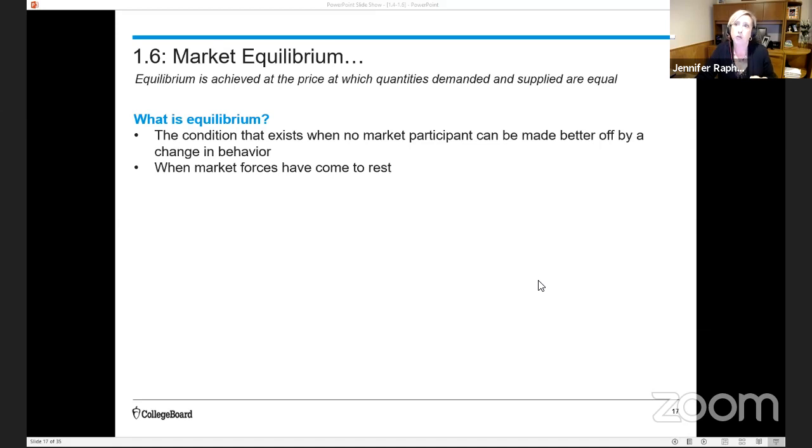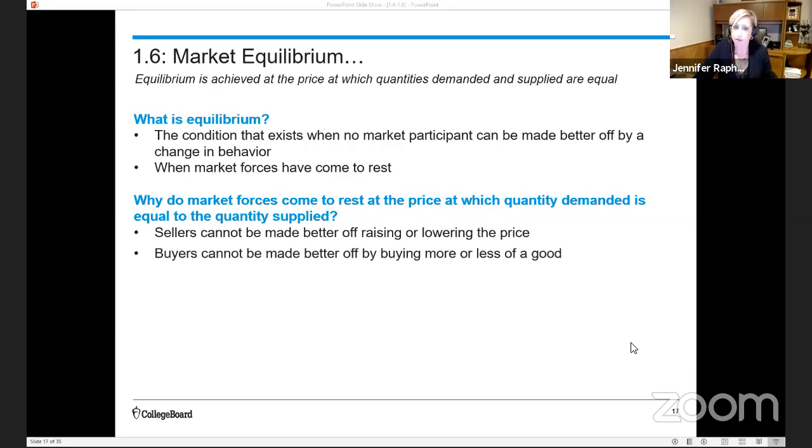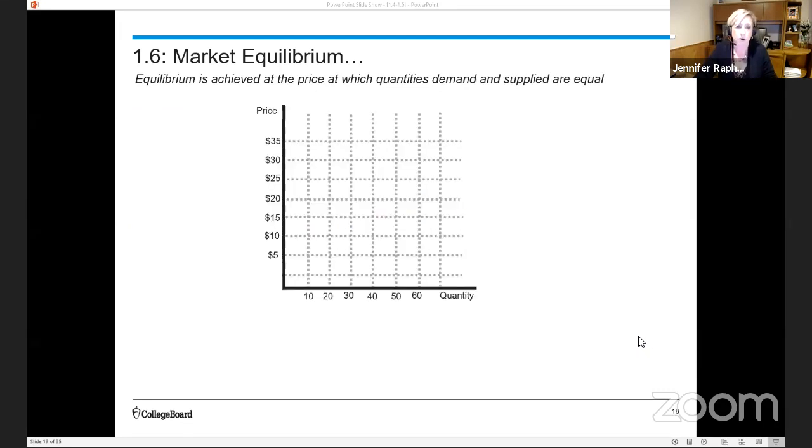So it's also described as when market forces have come to rest. So why do market forces stop operating when the price is such that the quantity demanded is equal to the quantity supplied? Basically because sellers can't be made better off by raising or lowering the price, and buyers can't be made better off by buying more or less of a good. So no one has any incentive to change what they're doing. And now let's look at a model to see that. I think the best way to illustrate equilibrium is to use the model.